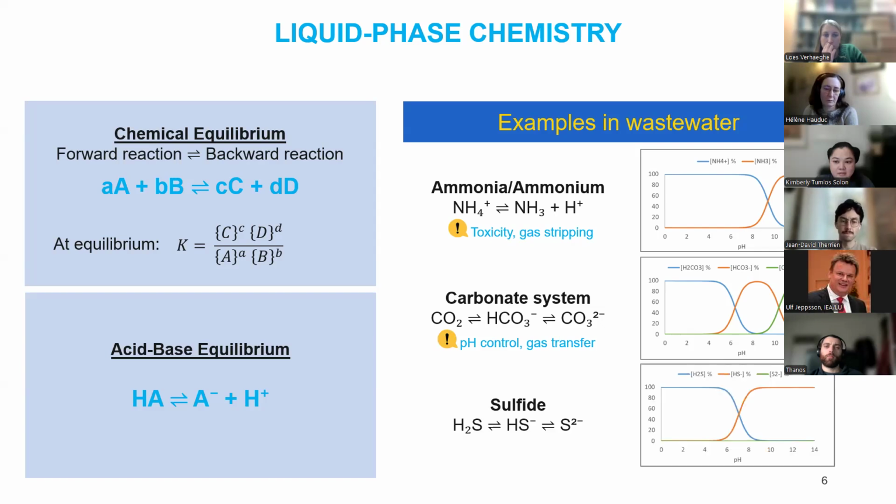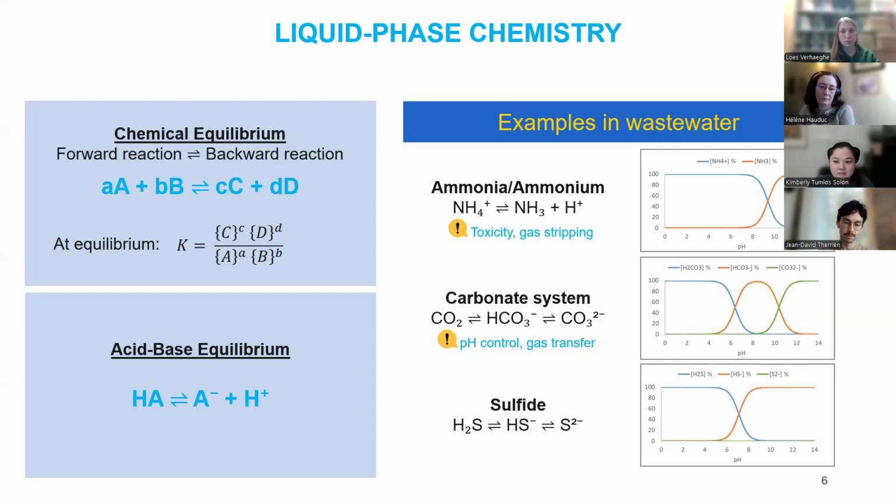And then we also have sulfide. So we see that at low pH, we have hydrogen sulfide gas, which is toxic and corrosive, but at higher pH, we can actually keep it in solution. So modeling this is also important to take into account corrosion, toxicity. So if you can see the pattern here, the pH determines which form exists, and that determines everything. So it's related to toxicity, to gas transfer, and also to precipitation.